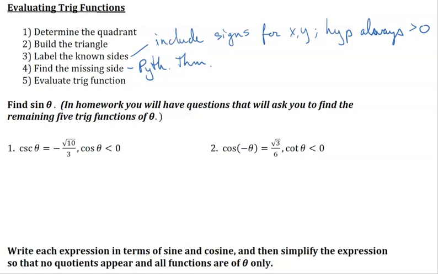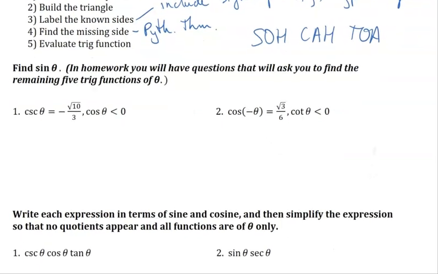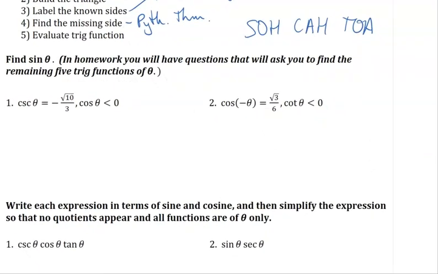What else are we going to be using? You guessed it, SOHCAHTOA, okay? We're going to be using that a lot to fill in missing sides or find the remaining values. Okay, so for these two problems, we are looking for the sine of theta. We are given some information about theta. In this case, we are given that the cosecant of theta is equal to negative root 10 over 3.